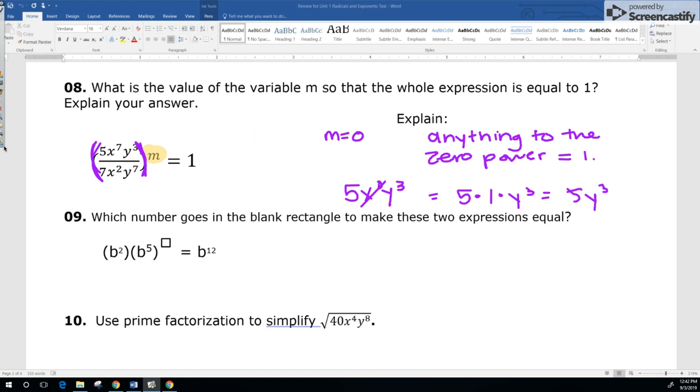Okay, number 9. We saw something like this on our scavenger hunt. And also on that number bank activity we did the day before we took the quiz last week. So we have b squared. Then we have b to the 5th. And we want to get 12 b's total.